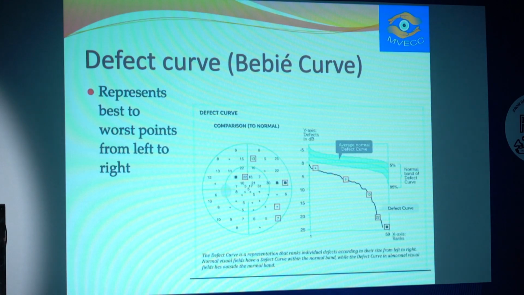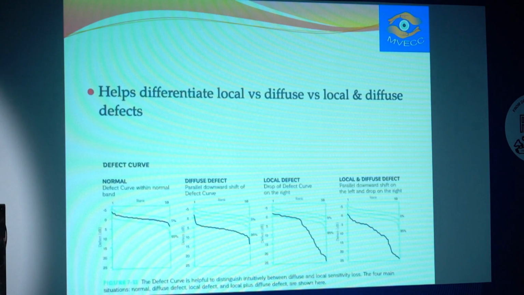Then we have this Bebie curve, which is a defect curve. What is done here is all the points are linearly arranged from best to worst, from left to right. So all the worst points will go to one end here, and the best points will come here. All these points are just arranged based upon their sensitivity in a linear manner. So this is the normal Bebie curve we have, which is between the 5 and the 95%.